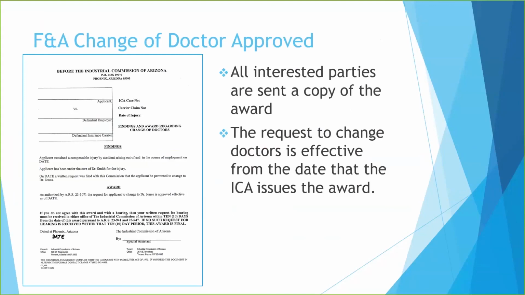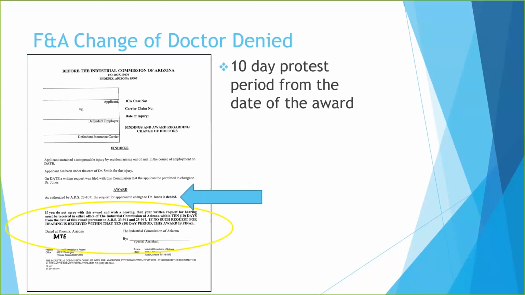Here is a findings and award regarding change of doctors. All interested parties are sent a copy of this award: the injured worker, the employer, carrier, any attorneys on record, and both the doctors. The request is effective the day the award is issued. If you disagree with the approval, a request for hearing can be filed to protest within 10 days from the date of the award. Finding an award for a change of doctors that is denied. This also has a 10-day protest period from the date of the award.